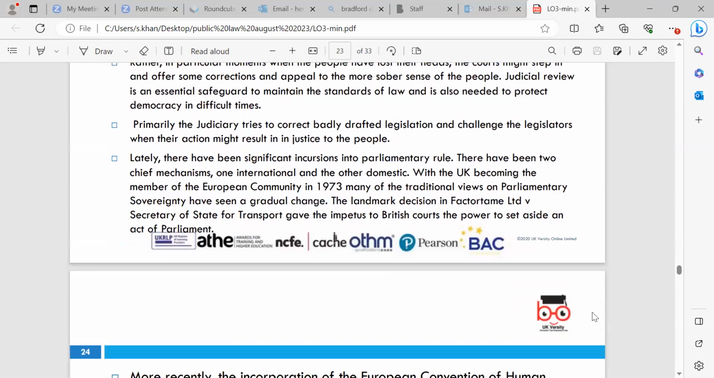Lately, there have been significant incursions into parliamentary rule. There have been two chief mechanisms, one international and the other domestic. With the UK becoming a member of the European Community in 1973, many of the traditional views on parliamentary sovereignty have seen a gradual change. The landmark decision in Factortame against Secretary of State for Transport gave the impetus to British courts the power to set aside an Act of Parliament.